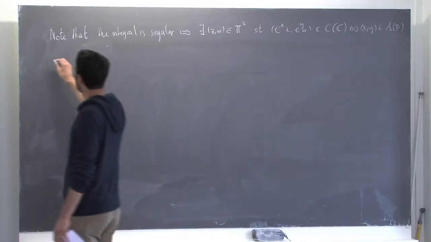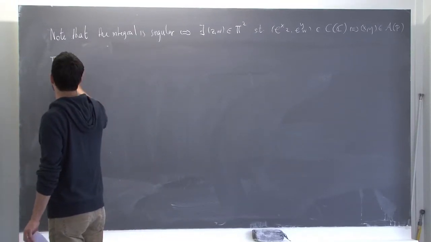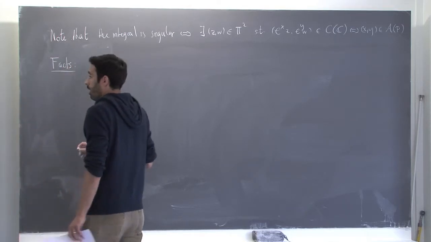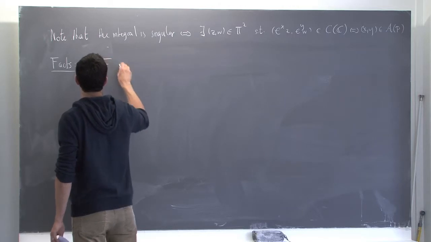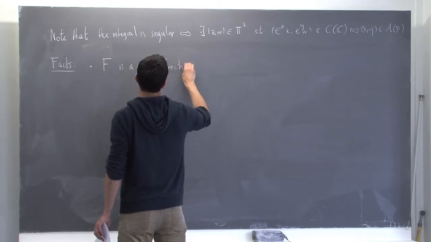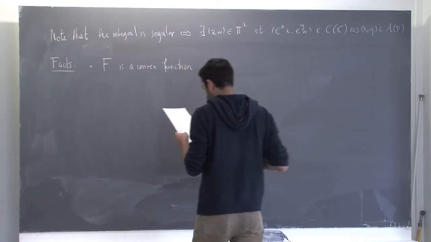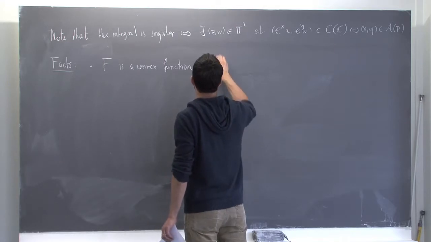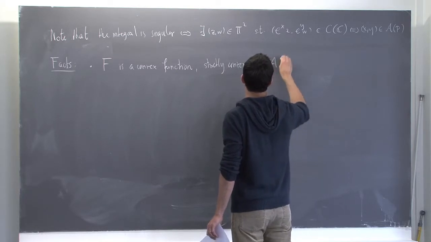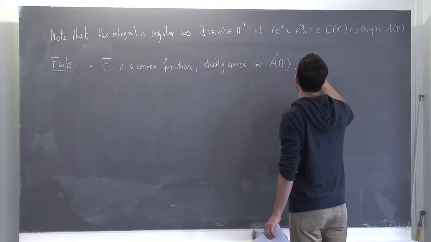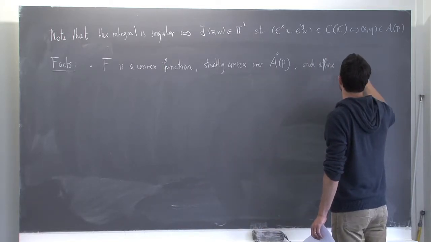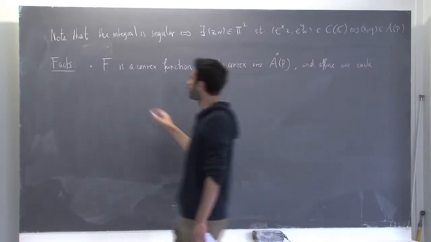So this is clear. Now let me give you two facts about the Ronkin function. So f is a convex function, which is strictly convex over the interior of the amoeba and affine over each component of the complement.